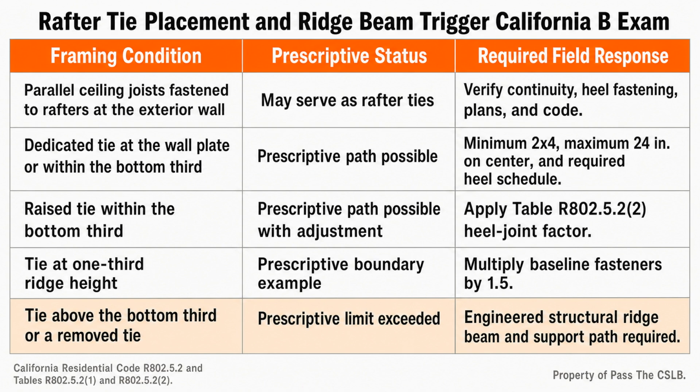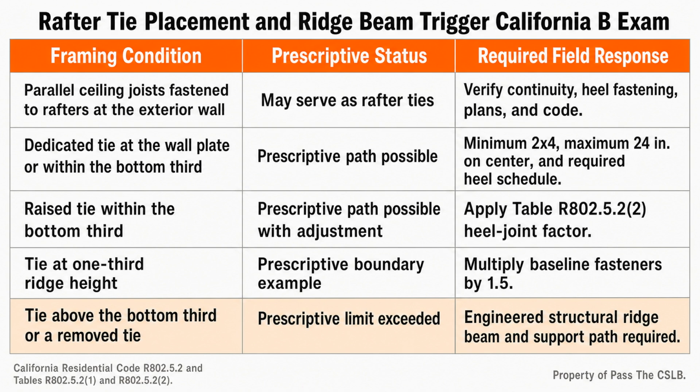The immediate condition is lost tension restraint. The likely next effect is greater outward demand at the walls and downward movement at the ridge. The proper response is not to add a light member near the peak and call the problem solved. The response is to stop, protect the work, and obtain an approved structural design.